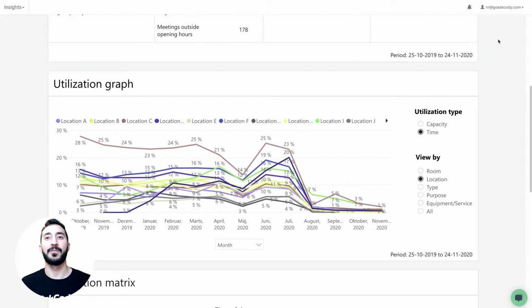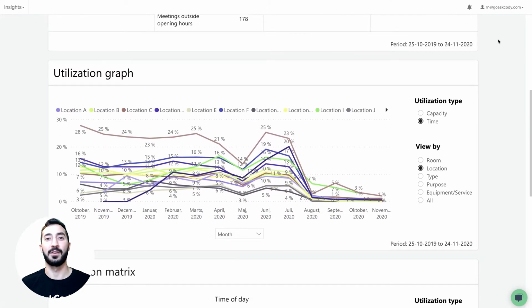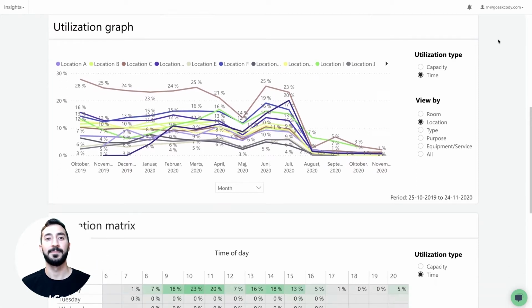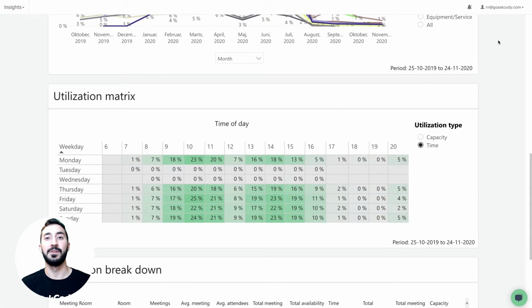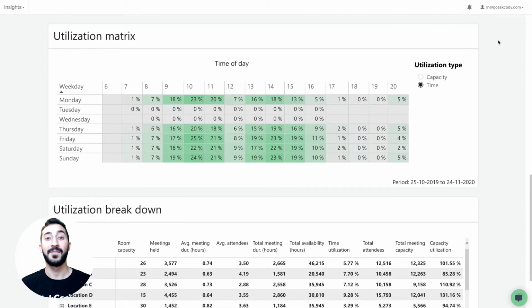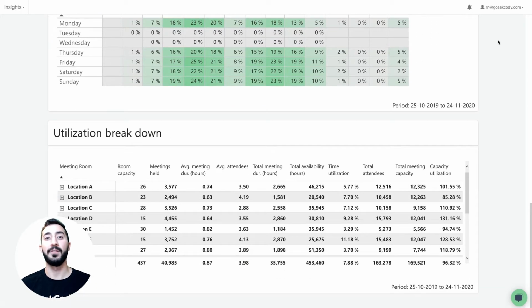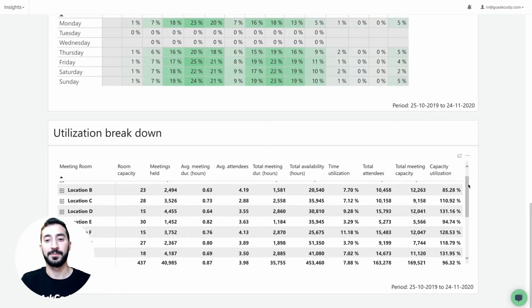The main and most powerful part of Workplace Insights is the graph, which can be altered to give various views. The matrix gives you an overview of the average usage of the week and time of day. Finally, the table at the bottom gives you all of the information on the search.